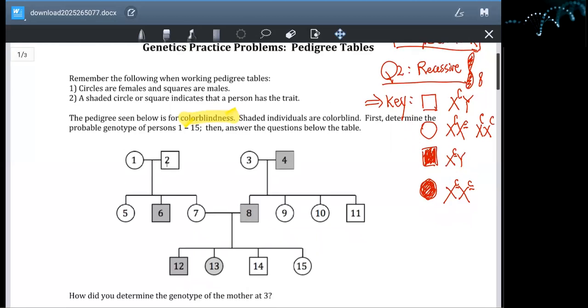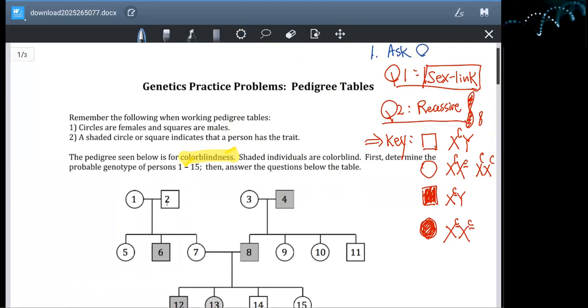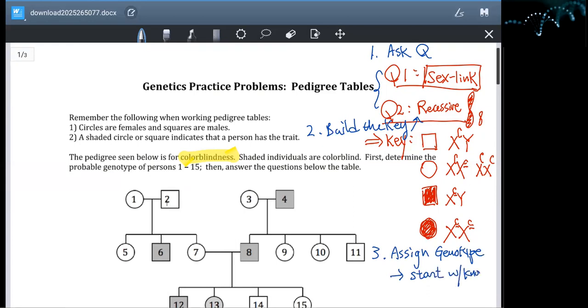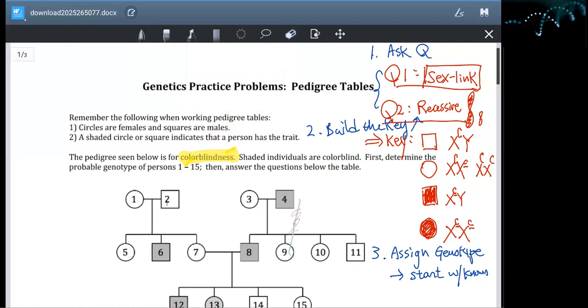Okay, so first, ask questions. Let me list that out. Your formula is: first, ask questions, and these are the two questions you ask. Number two, you build the key. And that comes from knowing the answers to the questions. What about number 3? You assign the genotype. And you start with the known. What do you mean start with the known? Well, let's check. Our key says anybody that's affected, or in that sense, any male, can only be one genotype. So those are set and known, which means we can go ahead and assign those because they'll be easy to assign.